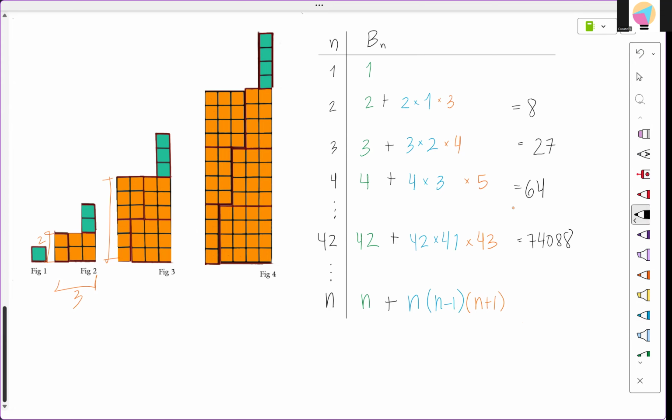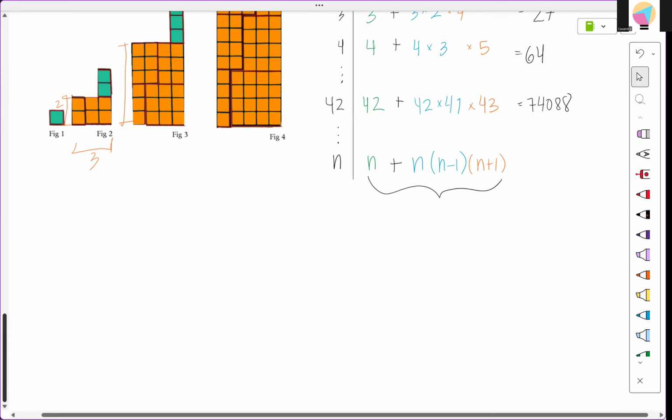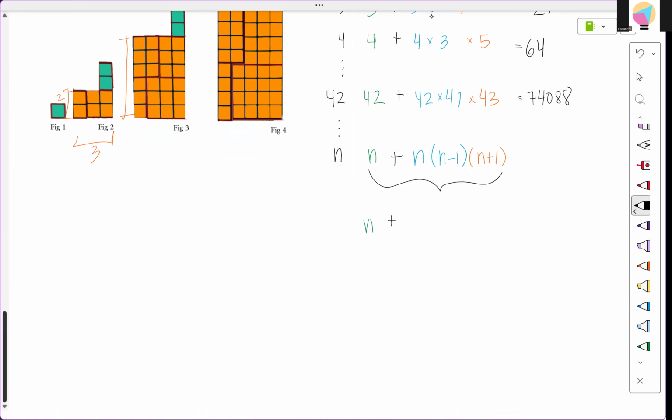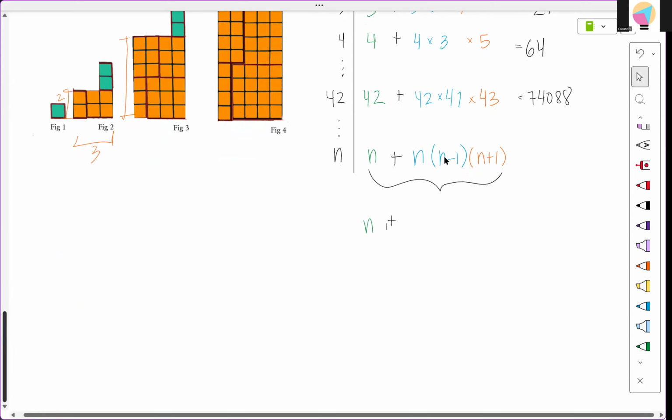So we do have here a pattern, which is great. We have a formula. But in the best case, I want to expand these brackets and combine my like terms to have it in the simplest form. So this is going to need to be simplified. I'm going to leave the n hanging out there because first we need to do the multiplication. But here I have three things multiplied together. There's an n multiplied by n minus 1 multiplied by n plus 1.